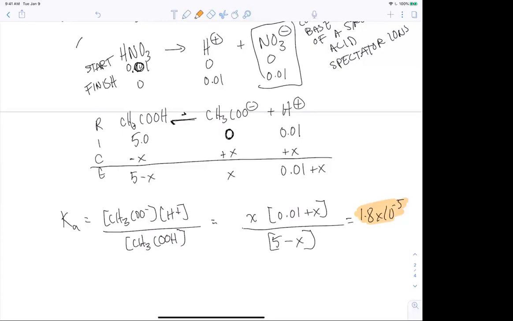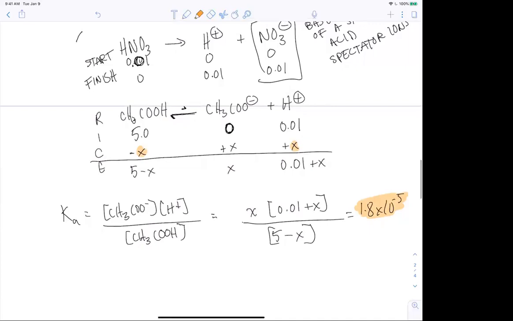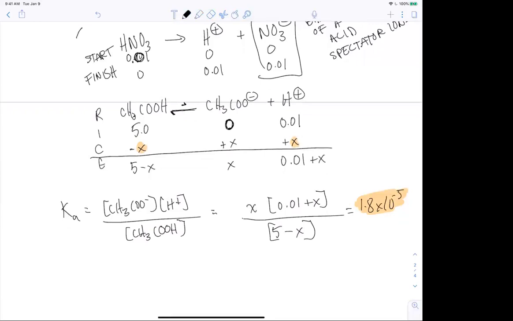X is going to be small, at least relative to 5. It's probably also going to be small relative to 0.01. That approximation isn't going to be a huge help in solving the problem, but we could approximate it if we wanted to. So we're going to make this assumption that 5 minus X is approximately equal to 5.